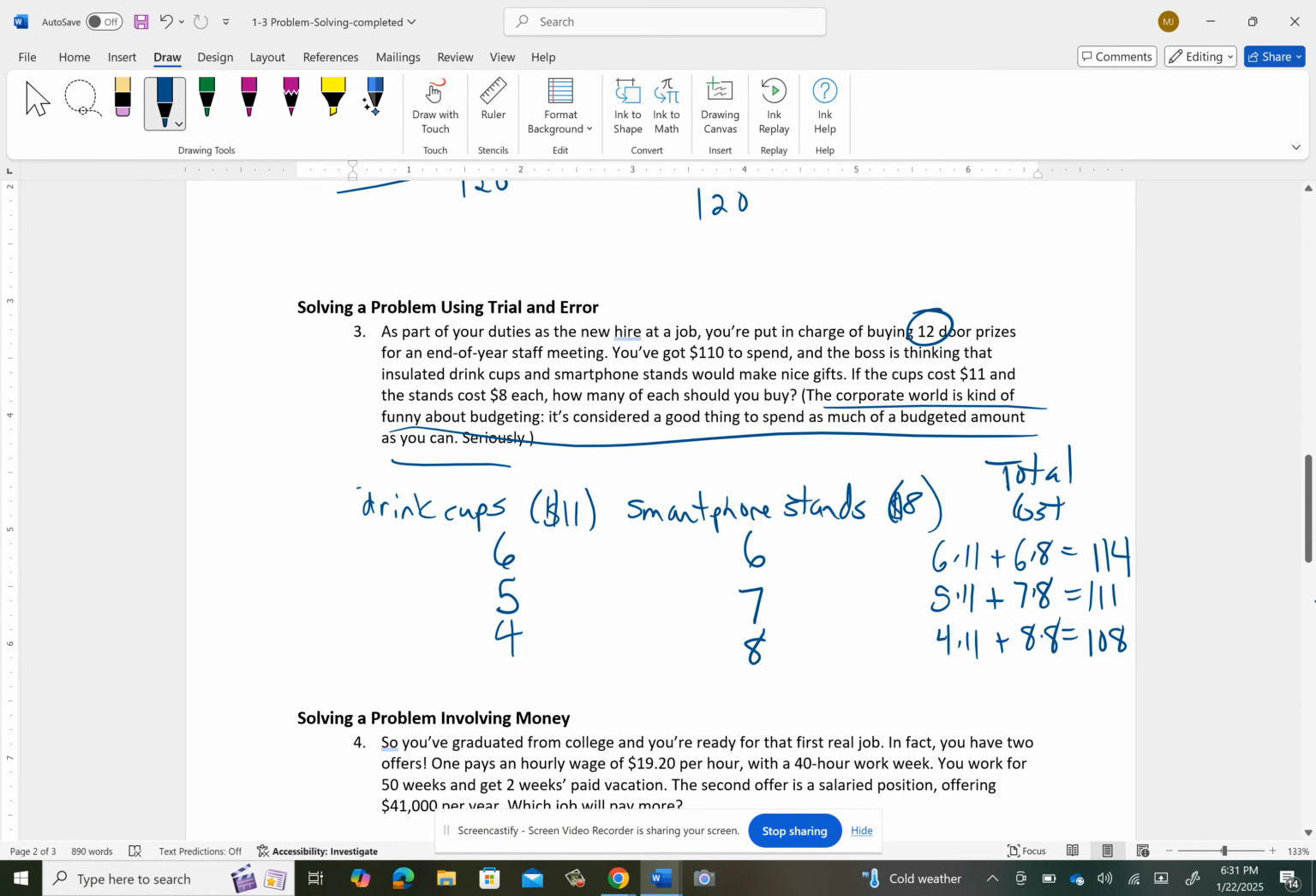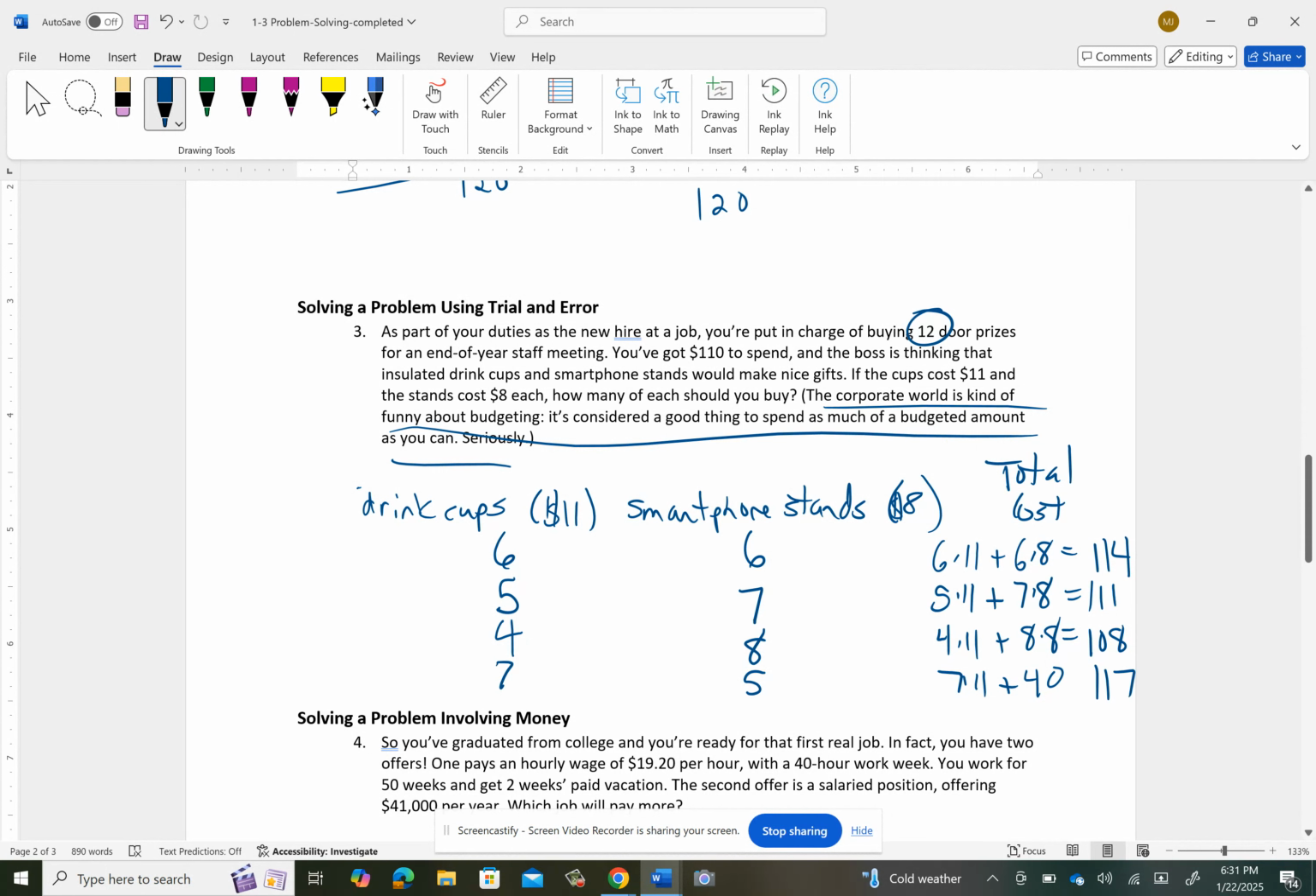Let me try one more thing just to make sure I'm not messing up. Let me do 7 of the drink cups and 5 of the smartphone stands. 5 times 8 was 40. That'd be 117.